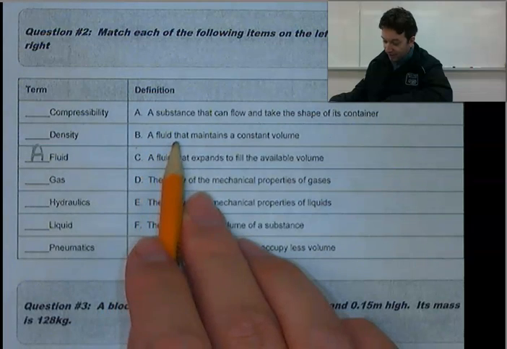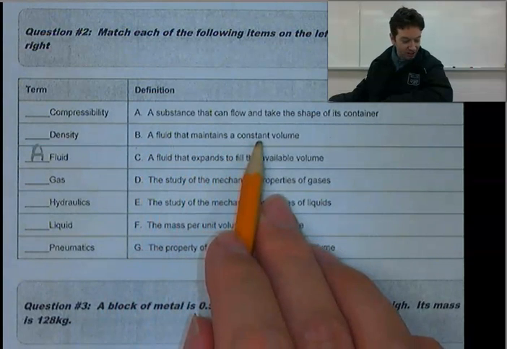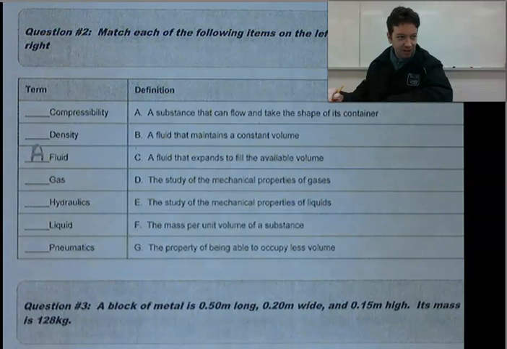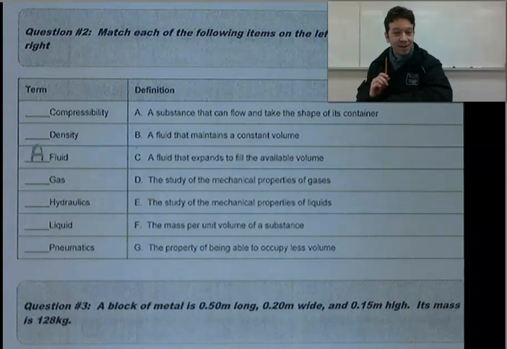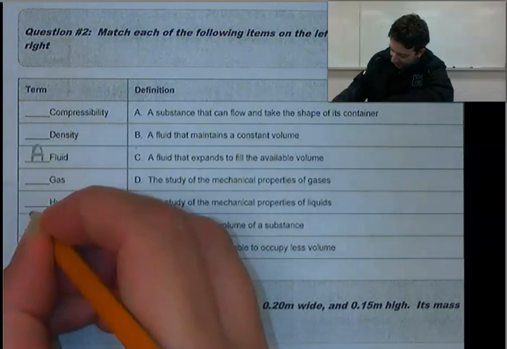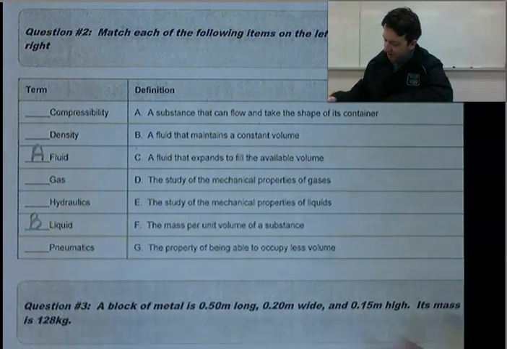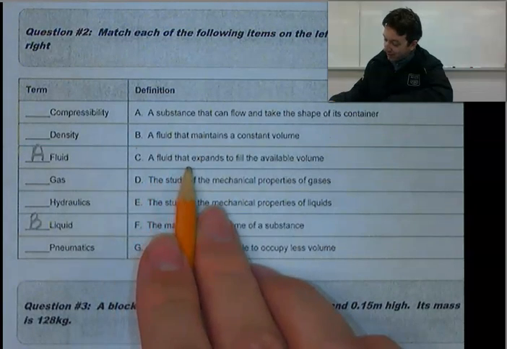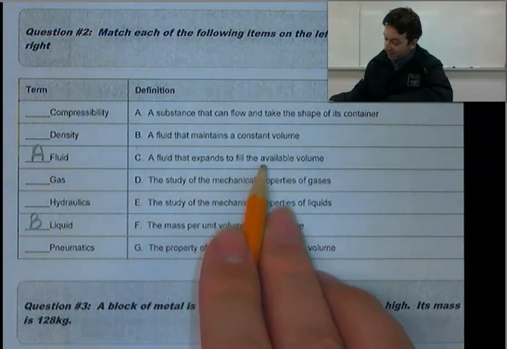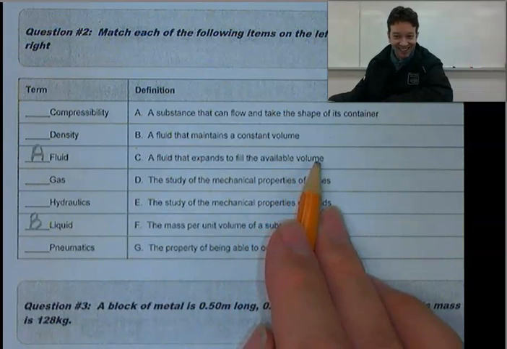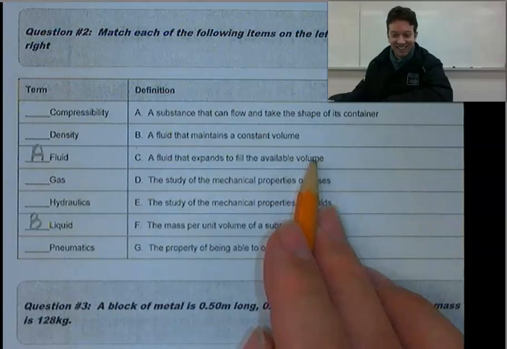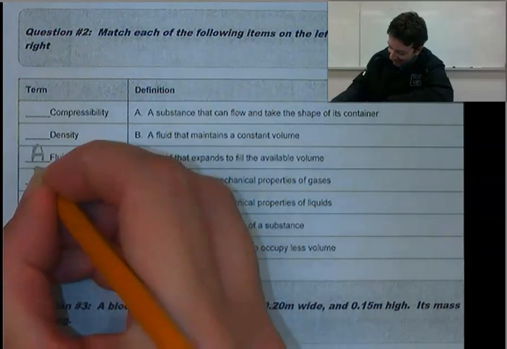A fluid that maintains a constant volume. Okay, so it's a fluid, so it's either a gas or a liquid, and it maintains a constant volume, meaning it cannot be compressed. There we go, liquid. Okay, let's try C. A fluid that expands to fill the available volume. This would be our other fluid. Yeah, there you go, gas. There we go, C.